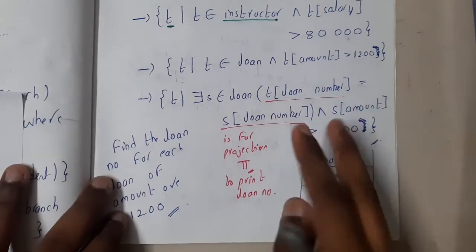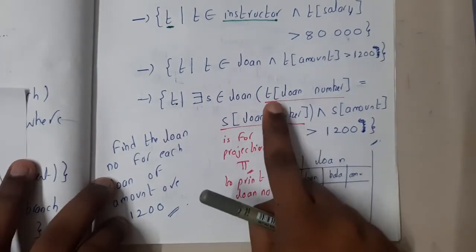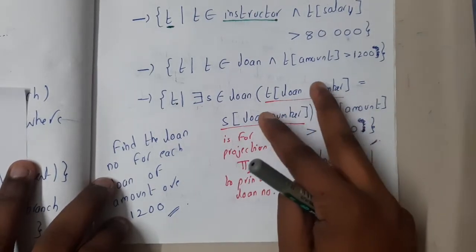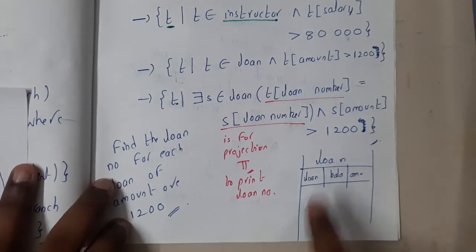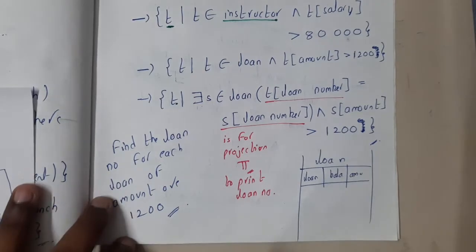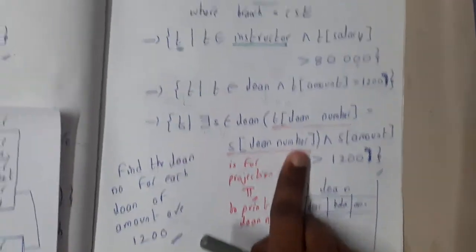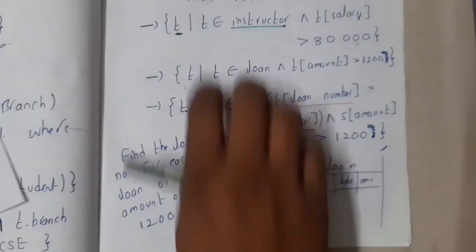There are two approaches for this, guys. You can directly write T dot loan number, or you can specify it in brackets: T of loan number equal to S of loan number. So indirectly this will also make the loan number print. And we are checking whether the amount is greater than 1200. If it is greater, you are going to print the loan number. Got it? Yes. In most of the books, they will use this type of representation rather than the other type of representation, guys. Got it? Yes.